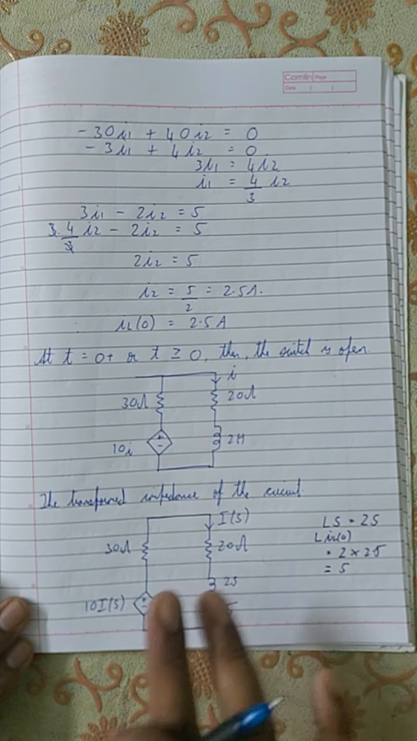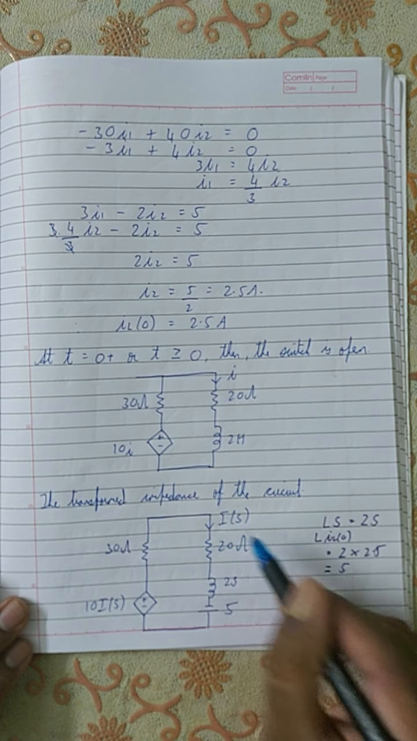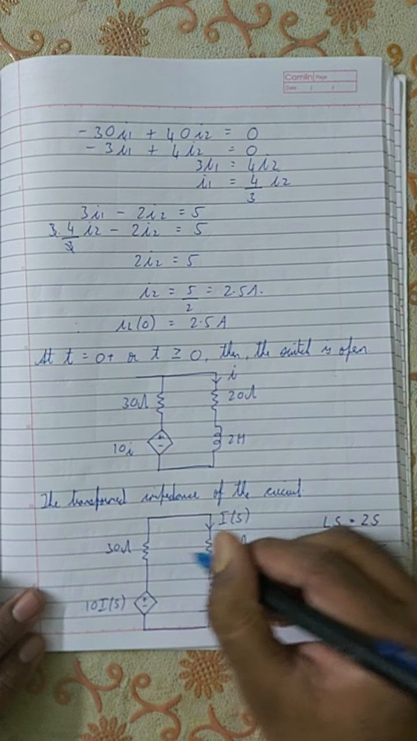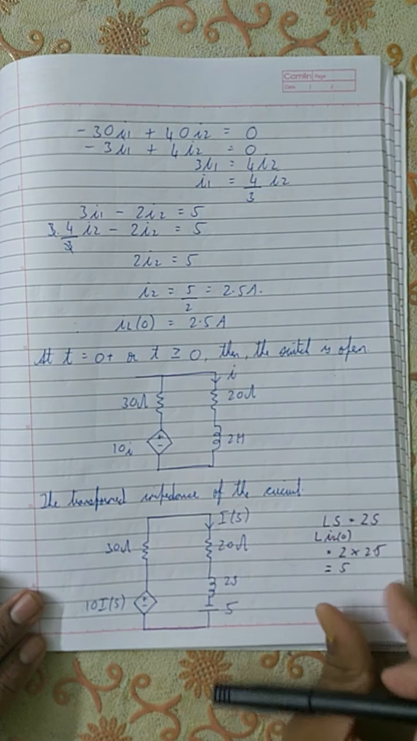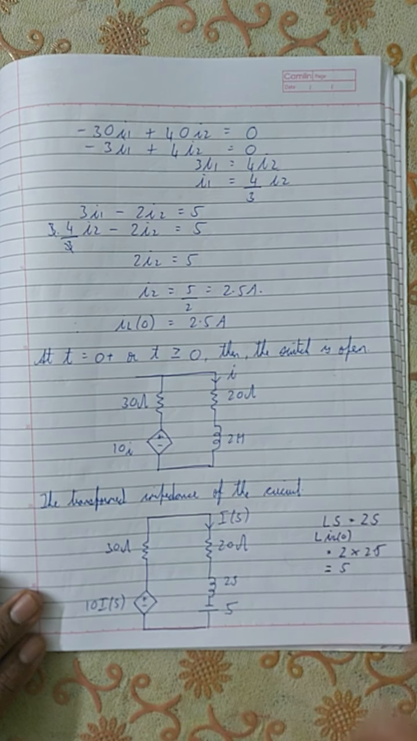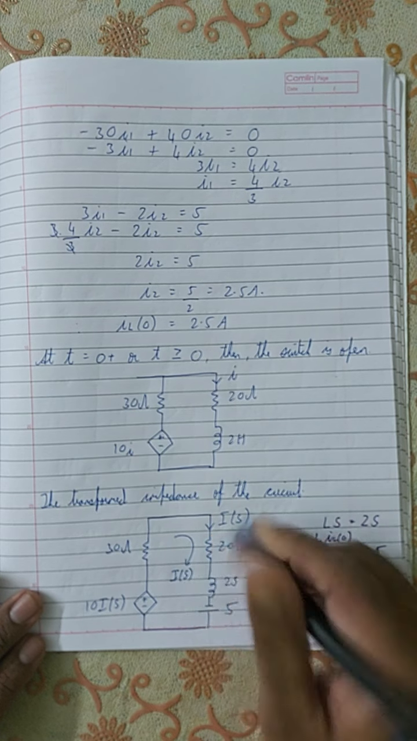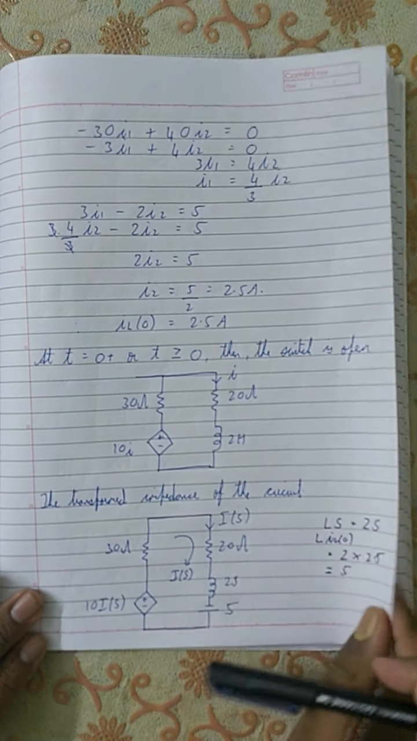Here your job is to find the value of this I of s. After finding the value of I of s, you simply take its inverse. So let's do this. We know the current over here is I of s. We already know that because it's already written over here, right? So in that case, let me write the equation.